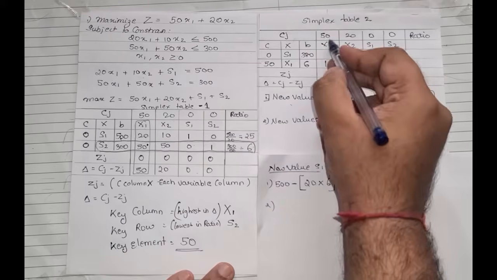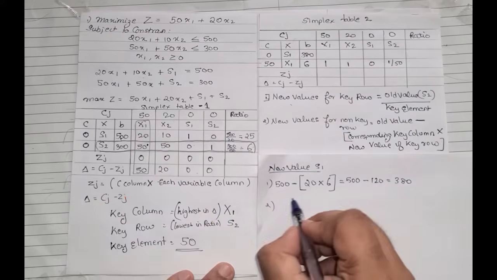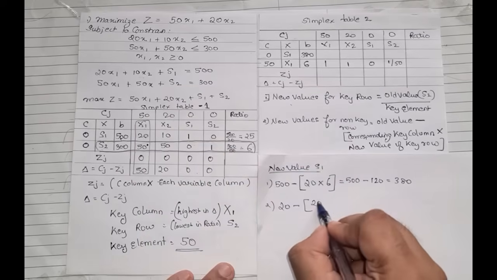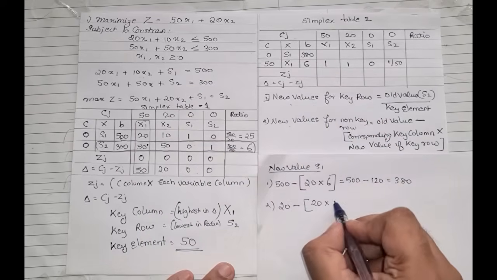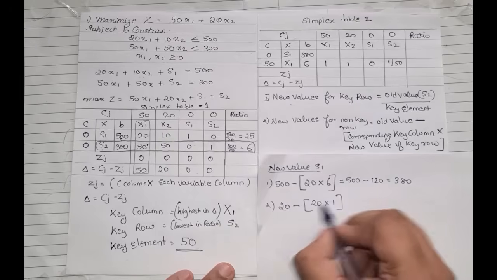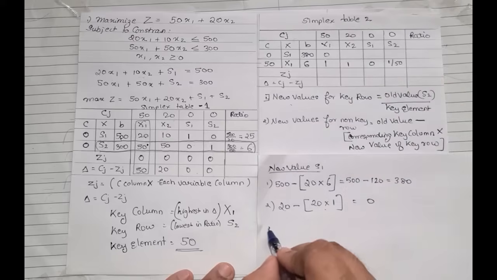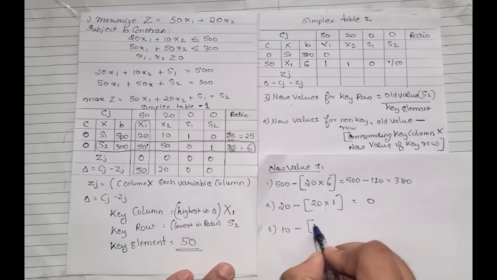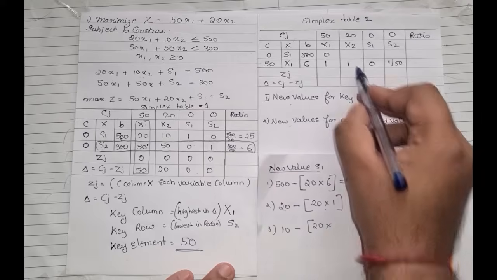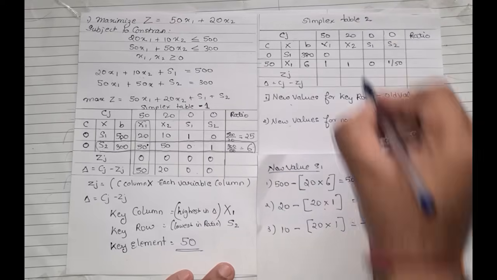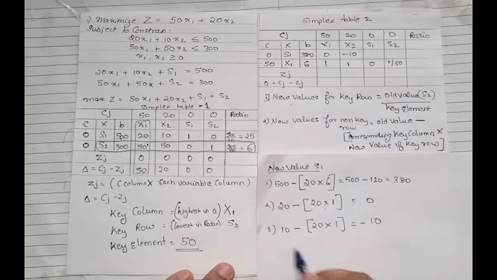Same way for x1. For x1, the old value was 20, minus the key column value, which is 20, into the new row value, which is 1. So 20 minus 20 is 0. For x2, the old value was 10, so 10 minus again 20 into the new value, which is 1, so it will be negative 10. So I write this as negative 10.